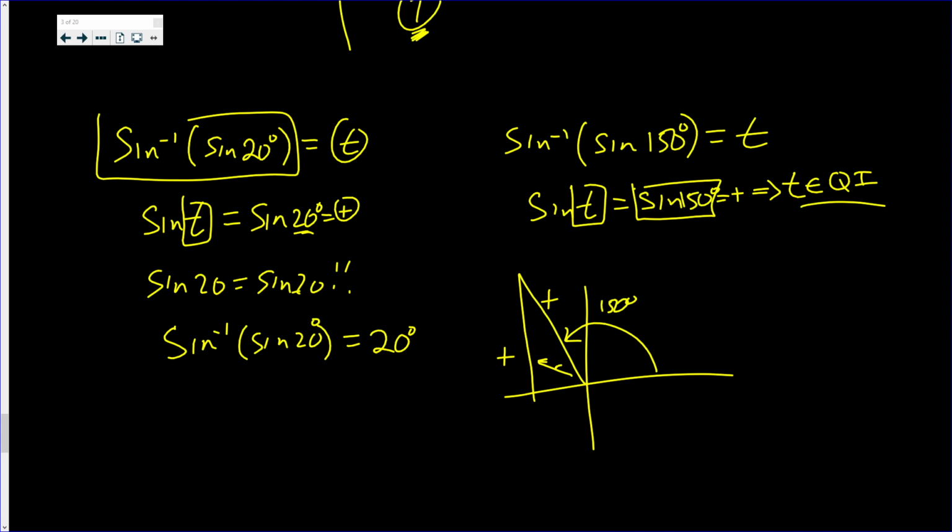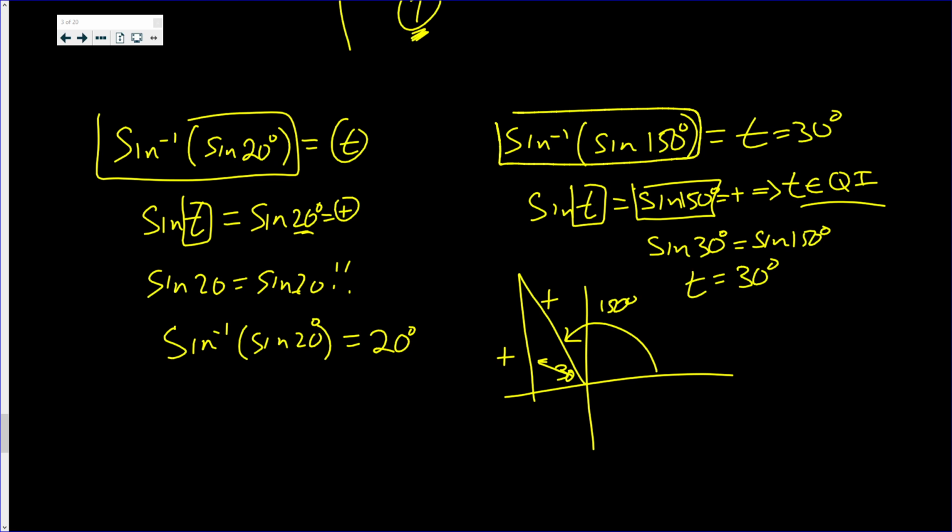And the answer is going to be the reference angle. The sine of 30 degrees is equal to the sine of 150. That is, t is 30. And since t was defined to be this, this equals 30.